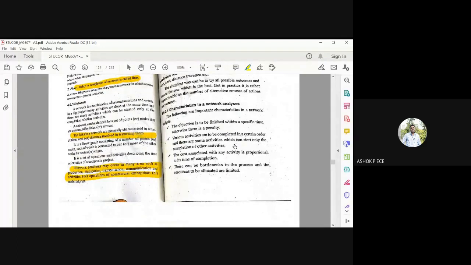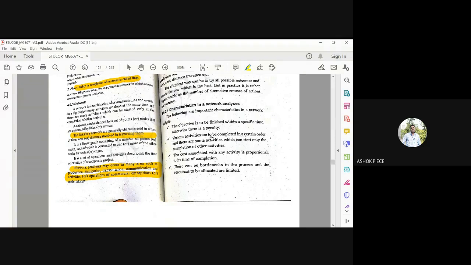So what are the characteristics in network analysis? The objective is to be finished within a specific time, otherwise there's a penalty. So everything is going to be time bound. You have to do every task in a time bound way, so that if you don't complete the task in time, you will have a penalty.